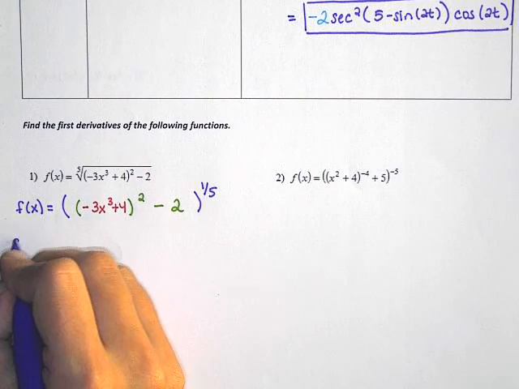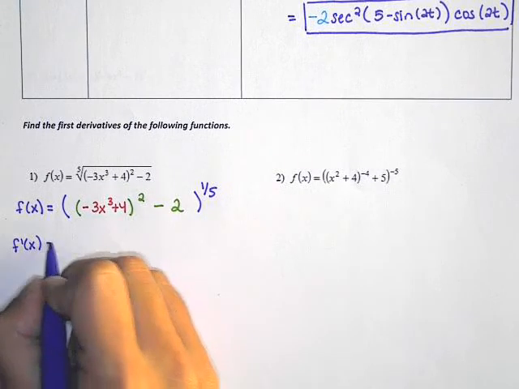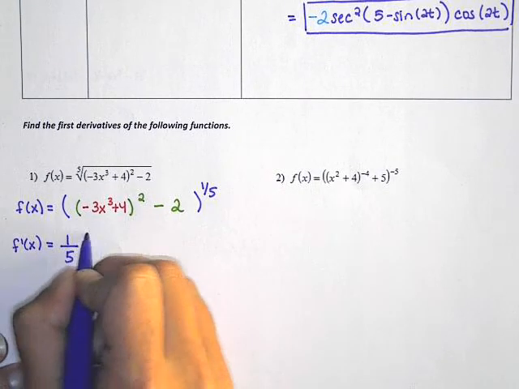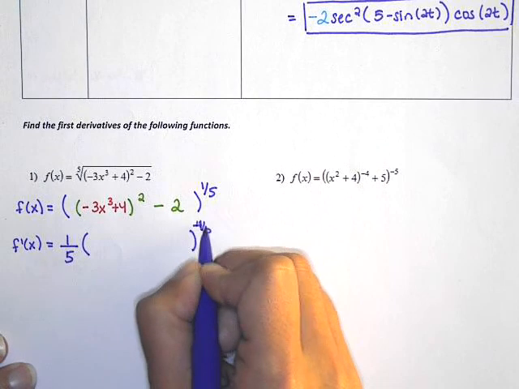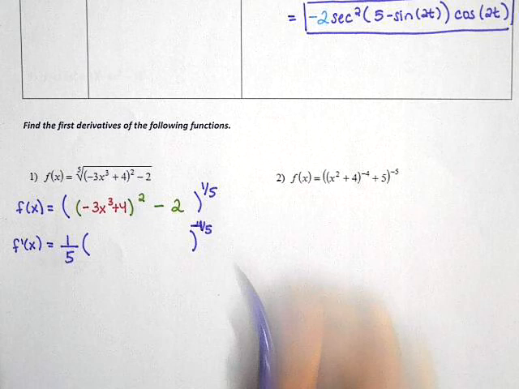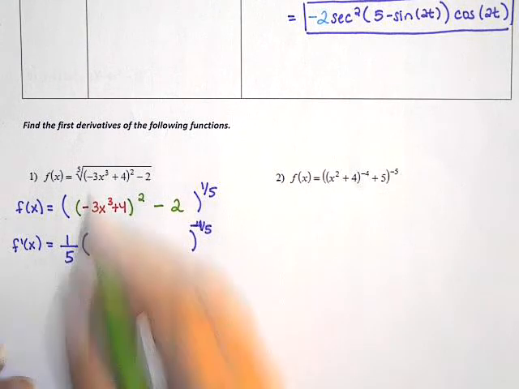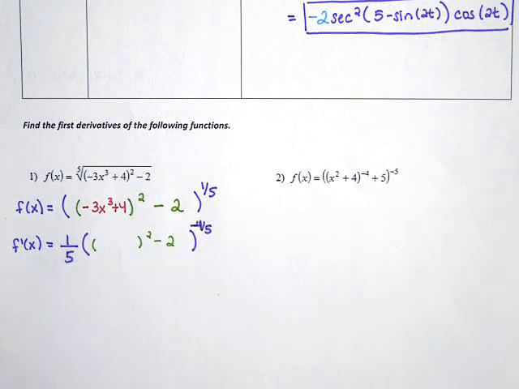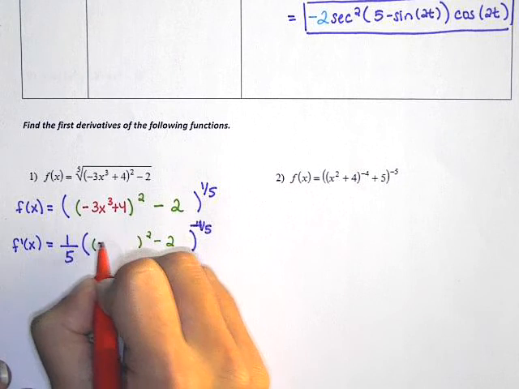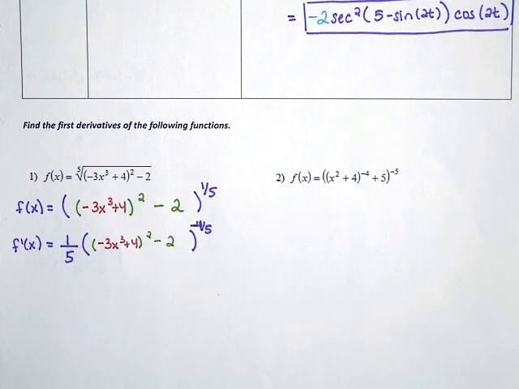Now we're going to take the derivative. For the first part, I'm just going to drop the 1/5 power, and I'm going to change it to a negative 4/5 power, because I'm subtracting 1. Now the inner stuff isn't going to change. So something squared minus 2 won't change, and negative 3x to the 3rd plus 4 won't change. Everything that's inside there stays the same.